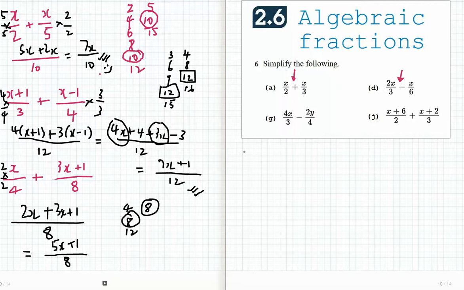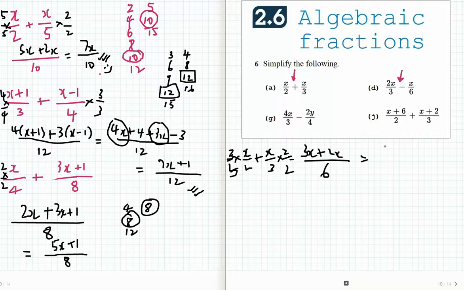Okay, 4 quick examples out of number 6. 6a. x over 2 plus x over 3 is going to equal all over 6. This gets multiplied by 3 over 3 to give 3x. And this one gets multiplied by 2 over 2 to get 2x, and that leaves me with 5x on 6.